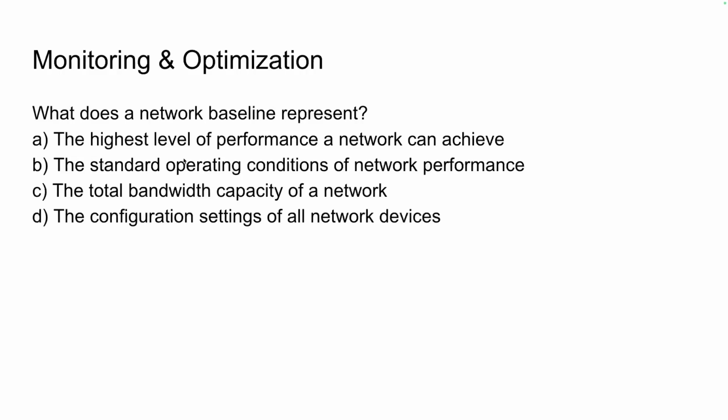Very good, cool. What does a network baseline represent? The highest level of performance a network can achieve, the standard operating conditions of network performance, total bandwidth capacity of a network, the configuration settings. So it's the standard operating conditions of network performance, the standard, the norm, things that should be going as business as usual. That's what a baseline represents.